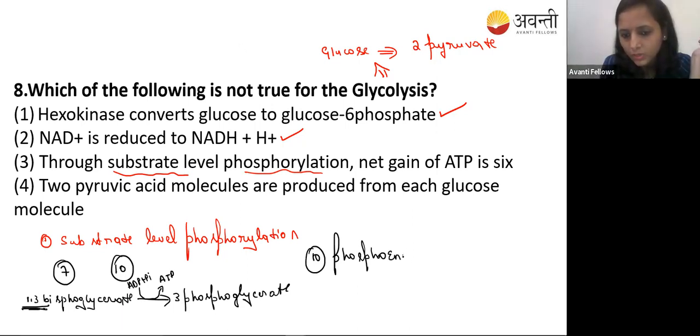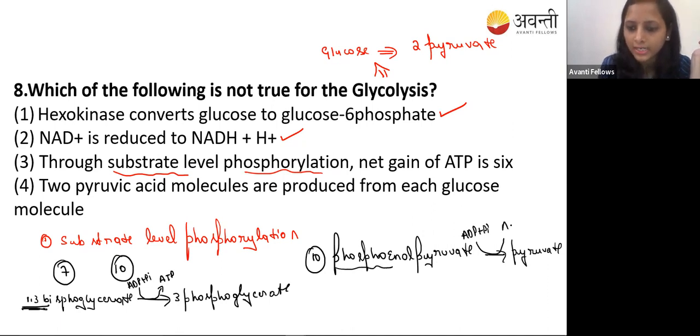Phosphoenol pyruvate is converted into pyruvate, right? It is converted by ADP plus Pi, you can see here. By utilizing the phosphate group in the substrate, it is converted into ATP, right? So 2 ATP molecules are produced. That is the reason option 3 is also wrong.